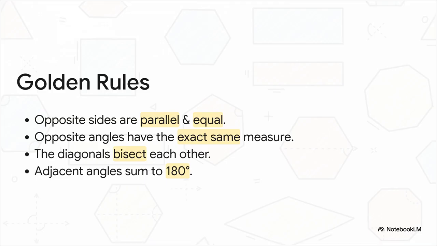First, both pairs of opposite sides are perfectly parallel. Second, those same opposite sides are completely equal in length. Third, the opposite angles have the exact same measurement. Fourth, the diagonals bisect each other, meaning they cut each other perfectly in half right at the center. And finally, adjacent angles, so the angles right next to each other, are supplementary, meaning they add up to exactly 180 degrees. Truly grasping these 5 rules is your ultimate key to mastering this entire family of shapes.